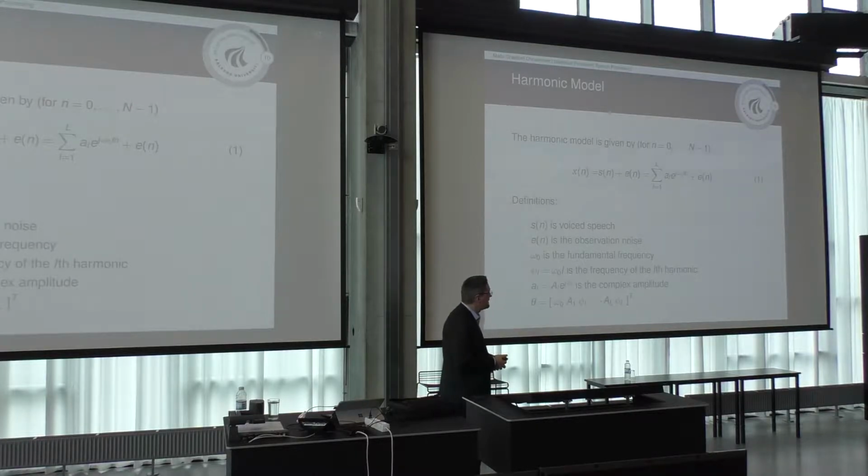Okay, so the harmonic model looks like this. We have an observed signal here, which is comprised of two parts: S here, which is the voiced speech, and E here, which is what they call observation noise, but it could actually also be the stochastic part of the speech. And the S part we model as a sum of complex exponential functions that have frequencies that are integer multiples of a fundamental frequency, which is also what you call the pitch in speech audio signals. And each of these, what you call harmonics, has a complex amplitude here.